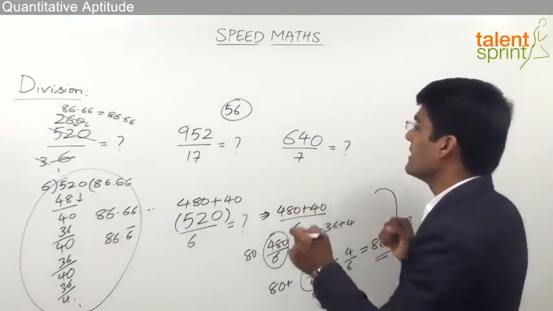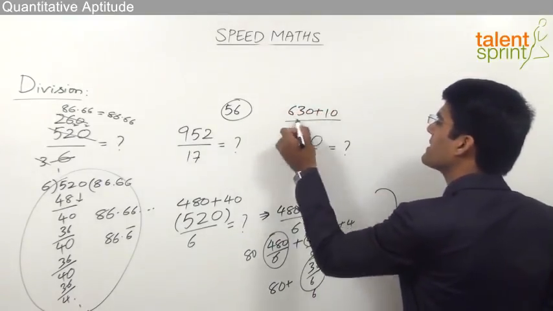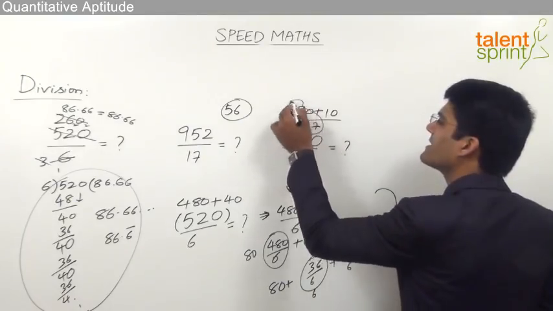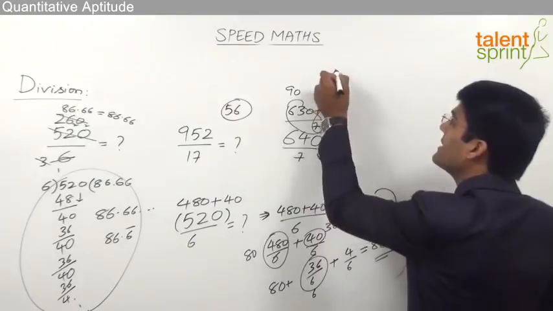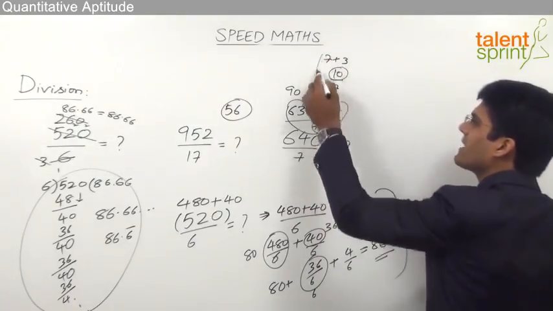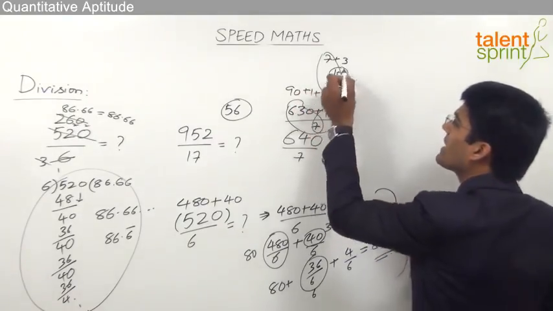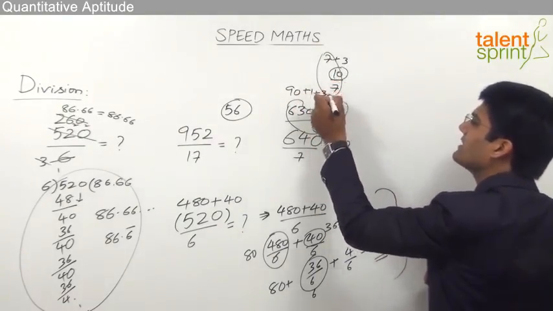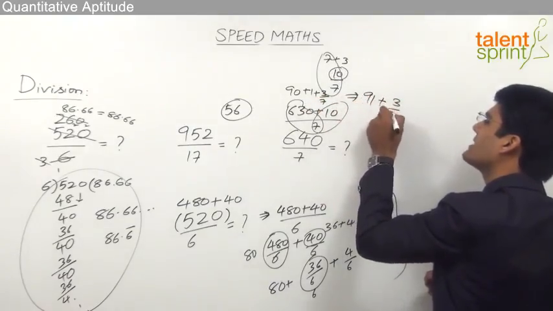So that's the working here. If you take 640 as 630 plus 10, we get 630 plus 10 by 7. 630 by 7 is 90. And the left out part is 10 by 7. Again, 10 by 7 can be taken as 7 plus 3. So we get 7 by 7, which is 1. So plus 1 in the answer. And the left out part now is 3 by 7. So overall we can say the answer is 91 plus 3 by 7.